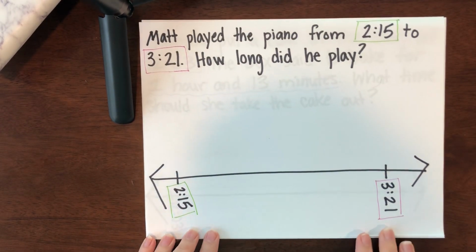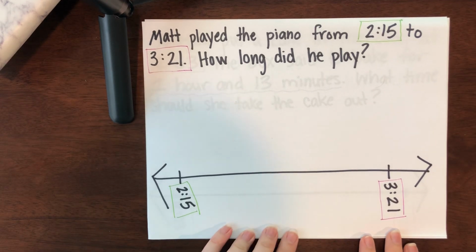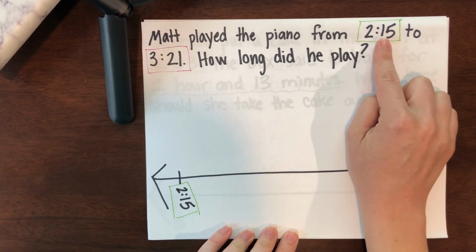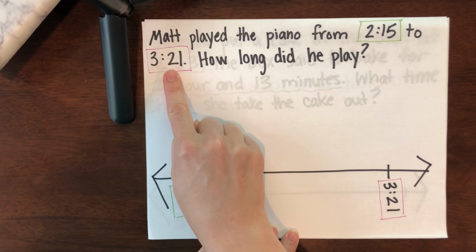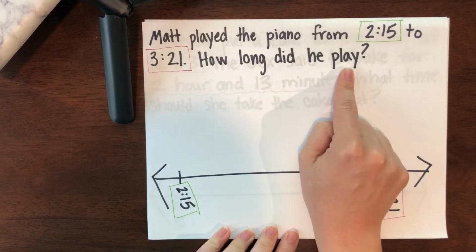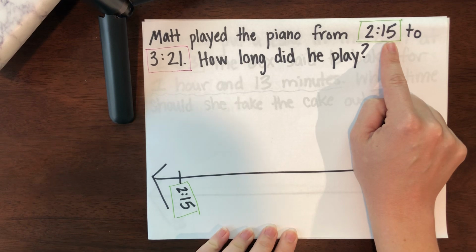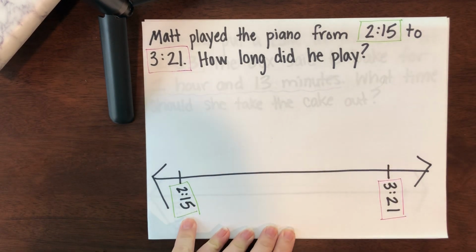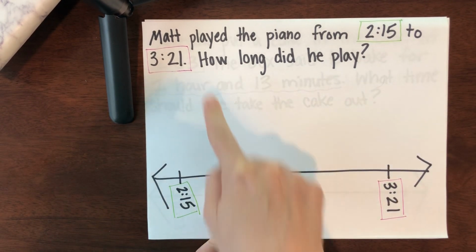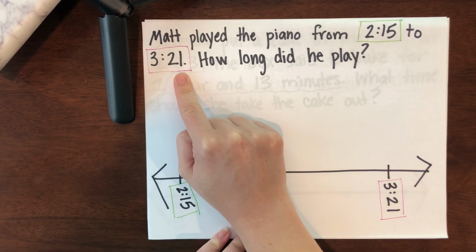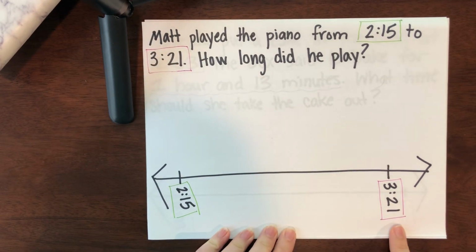So here's our first problem. It says, Matt played the piano from 2:15 to 3:21. How long did he play? So what they give you in this problem, I've marked them in green and red. So our green is going to be our start time, and I actually already put it on our number line down here. Our red time that I put in a red rectangle is our ending time. So I put it at the end of our number line.